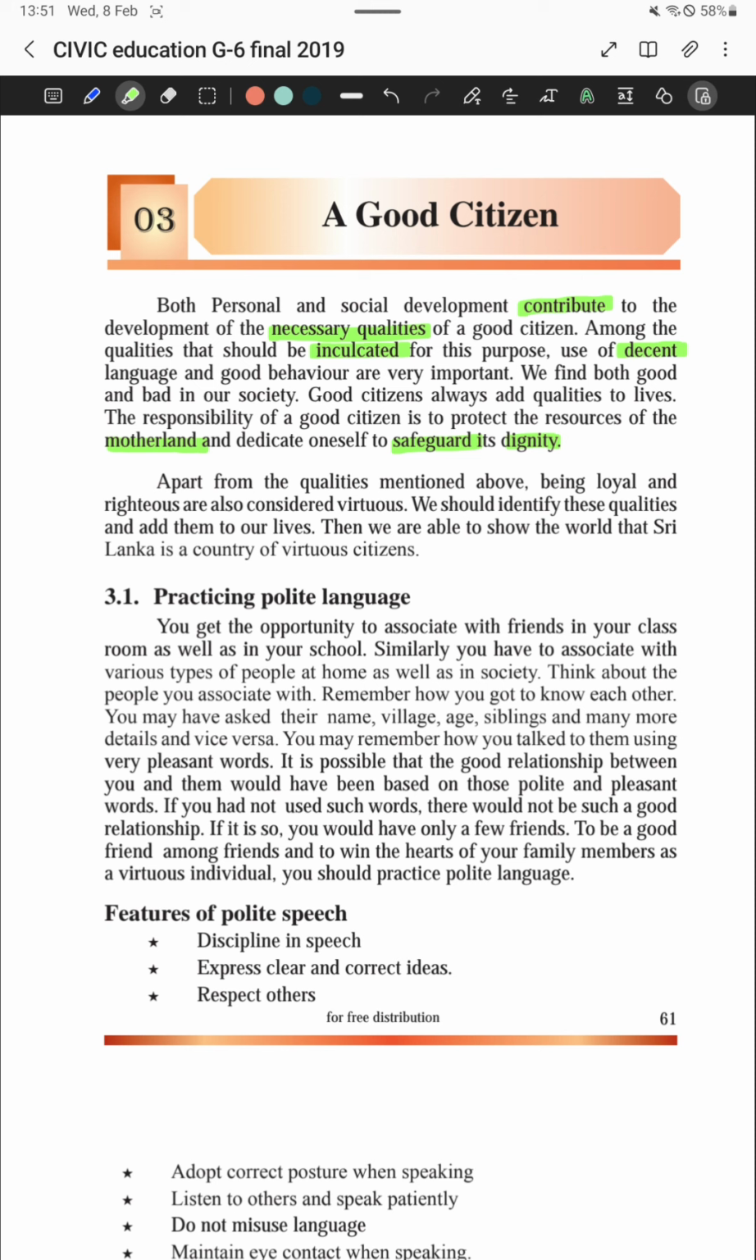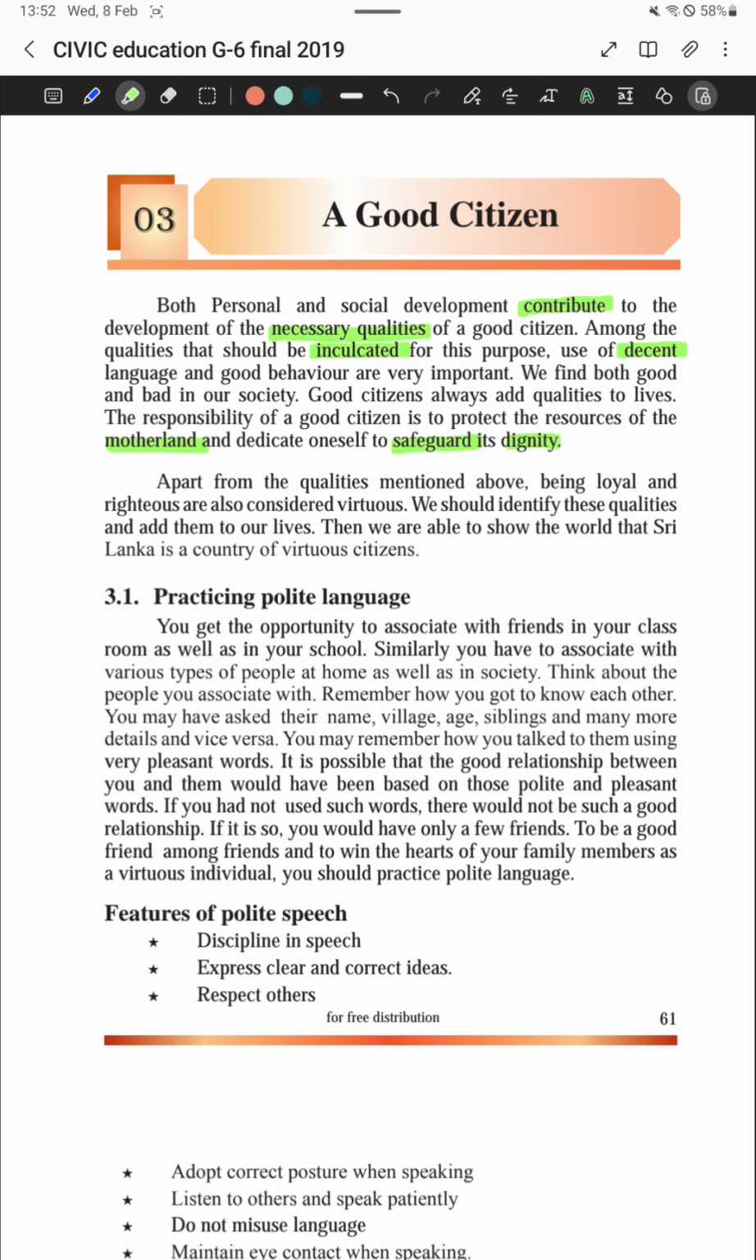So among the qualities that should be inculcated for this purpose, inculcated means, in English, I can say it's like teaching or something like that. Inculcated means you must practice, you must get the knowledge of something. Something like teaching, you can say inculcating. So we are all the teachers who are inculcating you for the future, right?